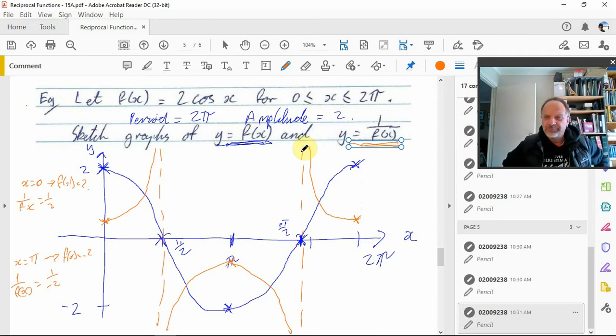All right, so using our function, we do a rough sketch of that, and then we use that to pick out some key features of our reciprocal, and then we draw it. All right, so something a little bit different.